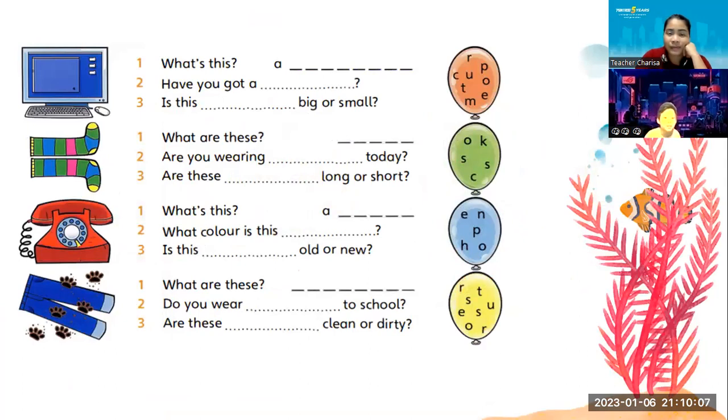What's this? Just look at the picture so that you can answer. Okay, what is that? Computer. How to spell computer? What is the correct spelling of computer? C, go.